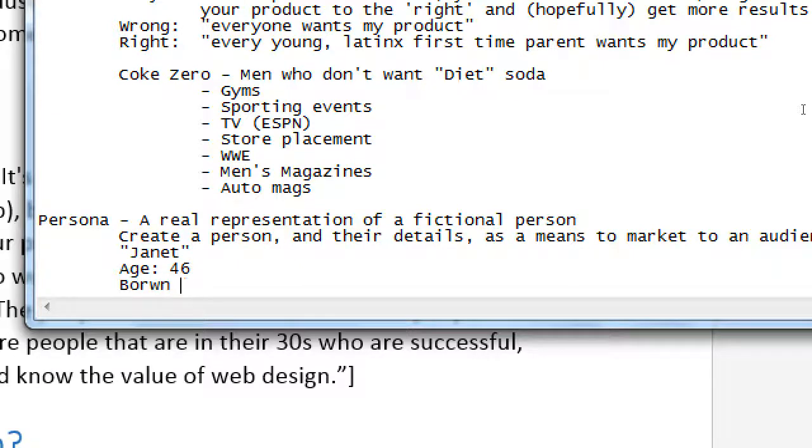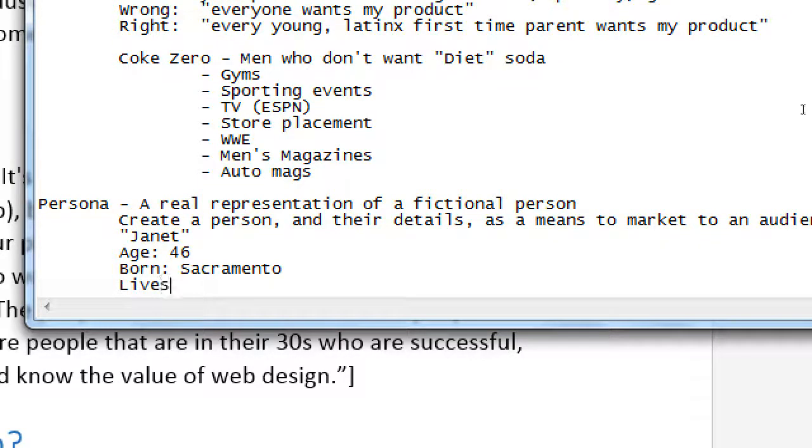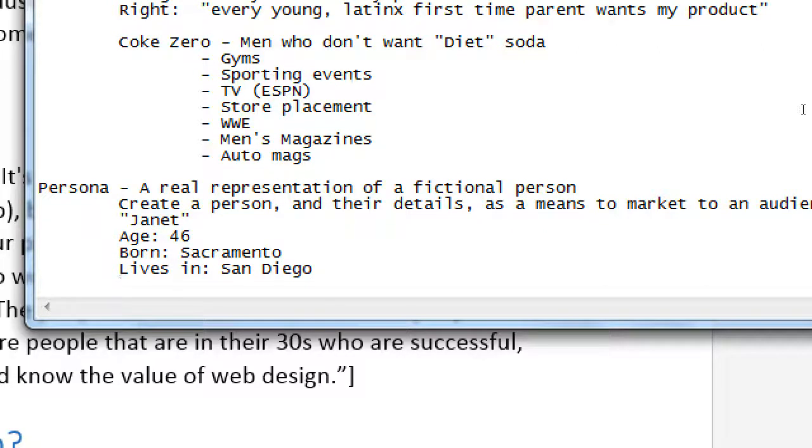Born in Sacramento. Lives in San Diego. Graduated from, etc., etc. They create a person, several people, because then you have something tangible to go toward.